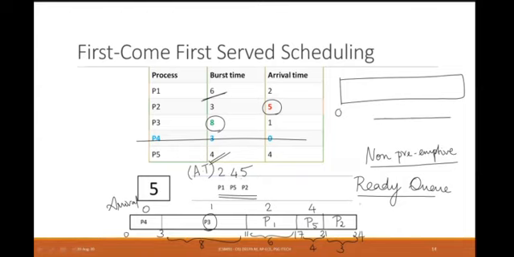So let me draw one more queue. This is my ready queue. So you're going to buy your tickets or whatever it is. You're going to stand in a line and come for your CPU execution. So whichever process comes first will be coming on to my ready queue first. So P4, the arrival time is 0. So I am putting it on to my ready queue. So at time 0, P4 came into my ready queue.